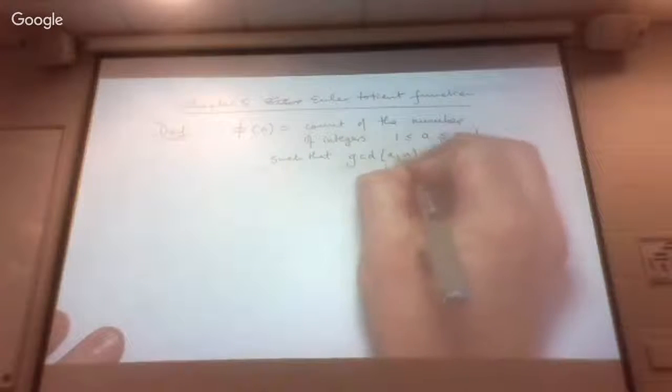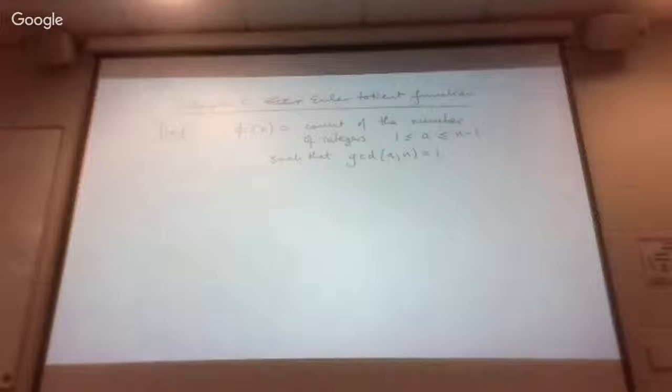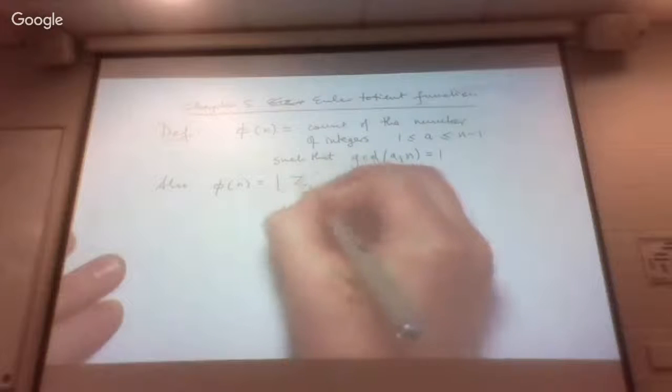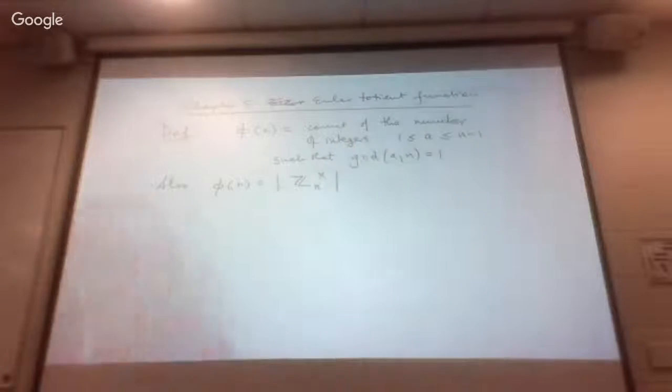Everybody's got to remember this. It's what the definition is. It's the count of all the things that are co-prime to it. Okay? Count of all the integers less than n that are co-prime to it. Or really, it's telling you the size of the multiplicative group of congruence classes modulo n.